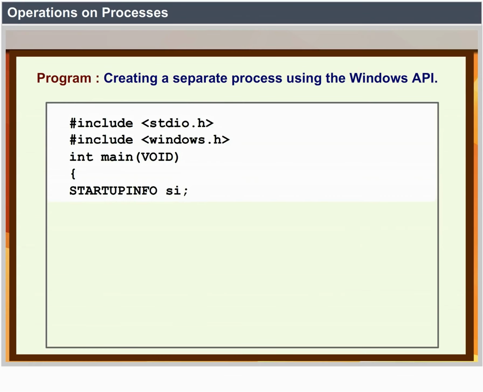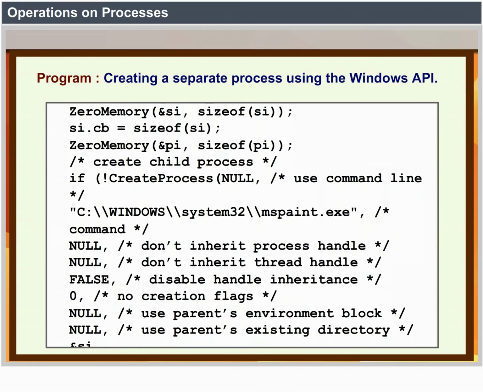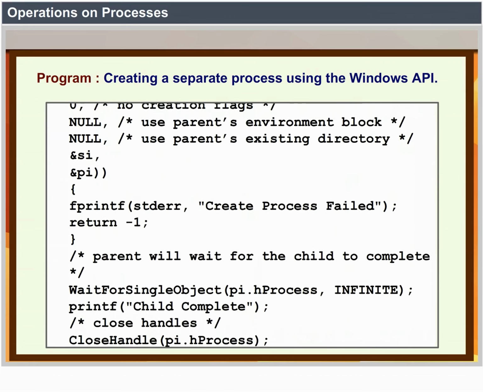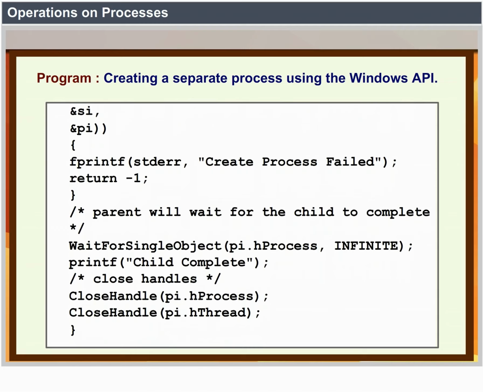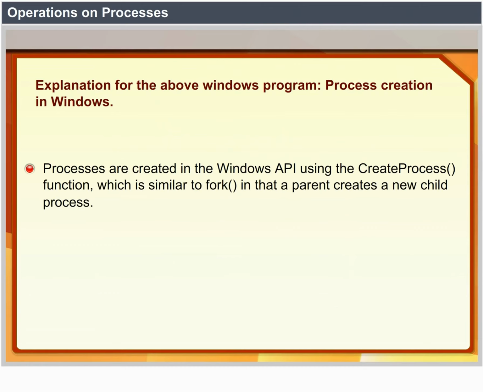Program. Creating a separate process using the Windows API. Explanation for the above Windows program. Process creation in Windows. Processes are created in the Windows API using the CreateProcess function, which is similar to fork function in that a parent creates a new child process.